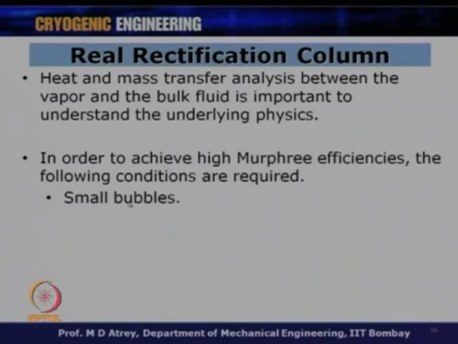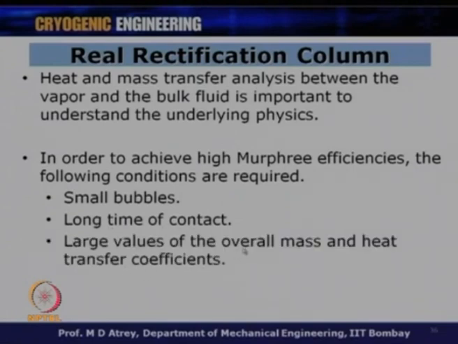So, what do we want? Small bubbles, a long time of contact to ensure good heat transfer, and a large value of the overall heat and mass transfer coefficient, and this is what we know basically. The small bubbles will ensure good heat transfer, and the number of bubbles will be very important. The long time of contact will ensure that the vapor and the liquid have good heat transfer for a longer duration, while a larger value of the overall heat and mass transfer coefficient will ensure good heat transfer between the vapor and the liquid.